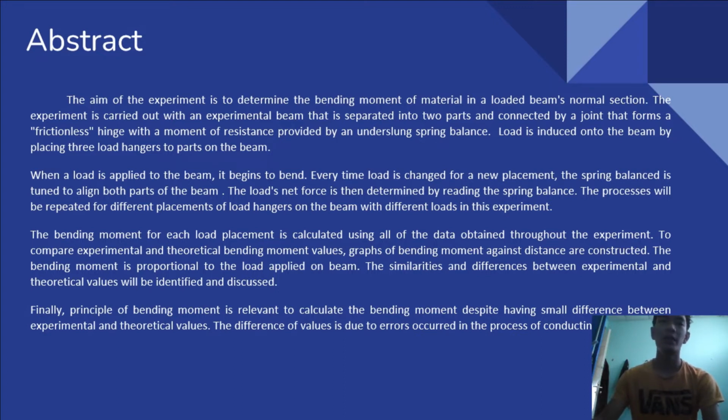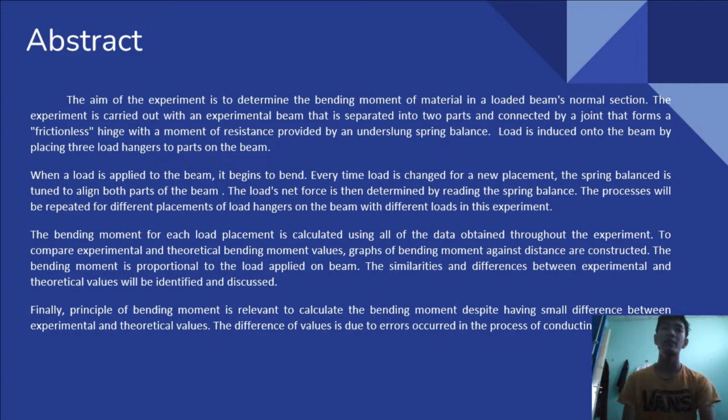When a load is applied to the beam, it begins to bend. Every time the load is changed for a new placement, the spring balance is turned to align both parts of the beam. The load's net force is then determined by reading the spring balance. The process will be repeated for different placements of the load hanger on the beam with different loads in this experiment. The bending moment for each load placement is calculated using all of the data obtained through the experiment.